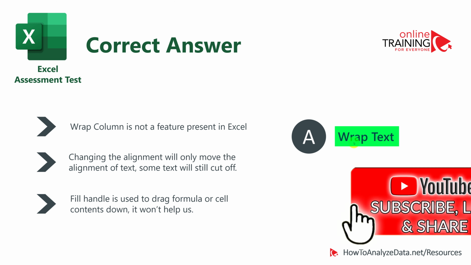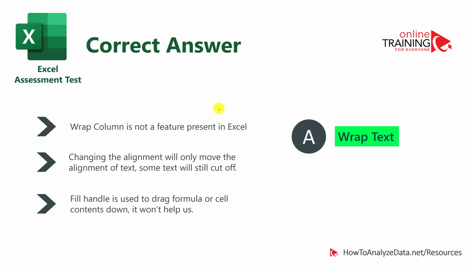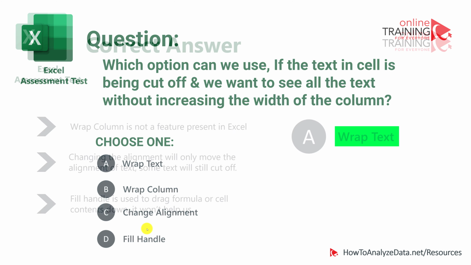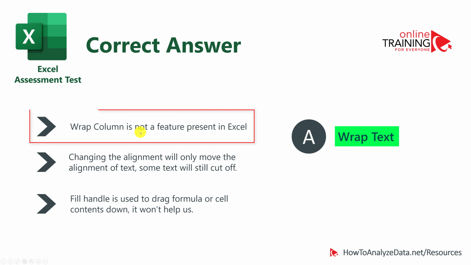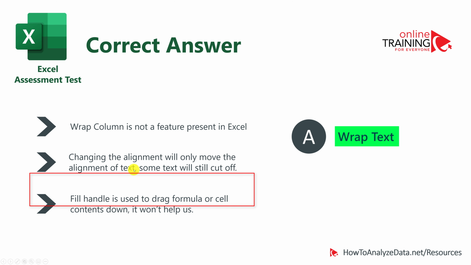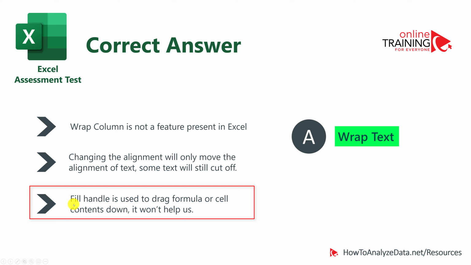And let's look at other choices that have been presented here in the question: wrap column, change alignment, and then fill handle, and why they're not the right choices. So wrap column is not a valid feature in Microsoft Excel, and then changing the alignment will only move the alignment of the text, and some text will still be cut off. And then fill handle is used to drag formulas or cell content down, and it's not going to help us. So those choices presented, B through D, are just designed to trick you, and hopefully you pick the right one, which is the A, wrap text.